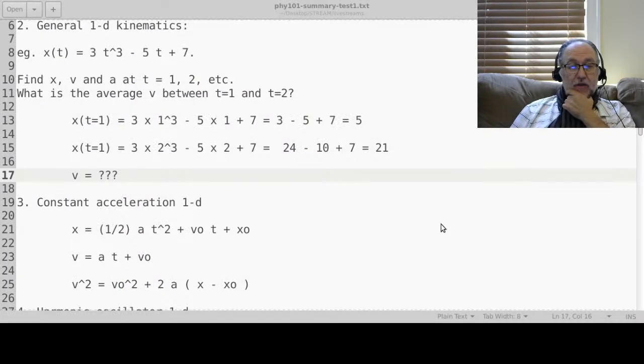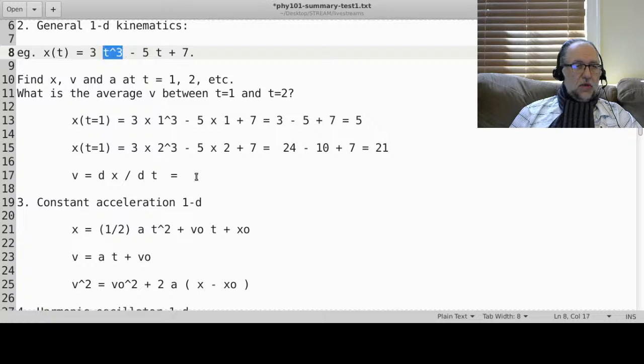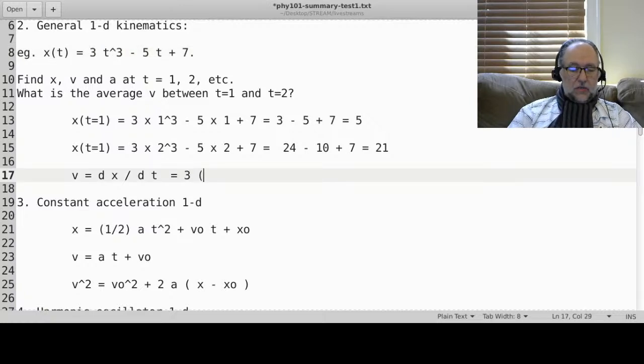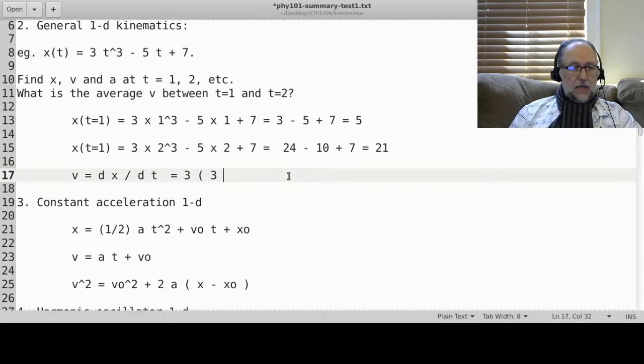So the velocity is obtained from the position by differentiating. Let me just do that for you over here. The velocity is dx by dt. When you take the derivative, remember, the 3 is unchanged, and the derivative of t cubed is 3t squared. So you need to know how to do that. Some of you are taking calculus right now. I did put those in the notes.